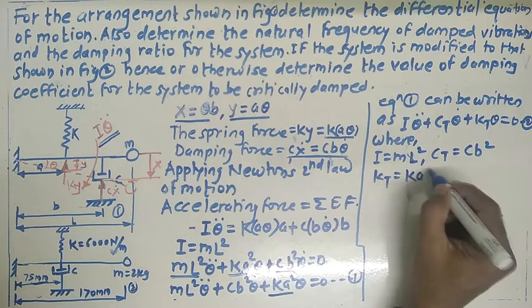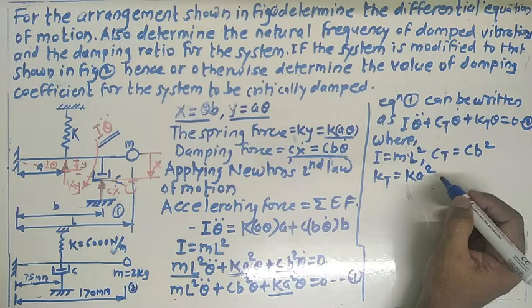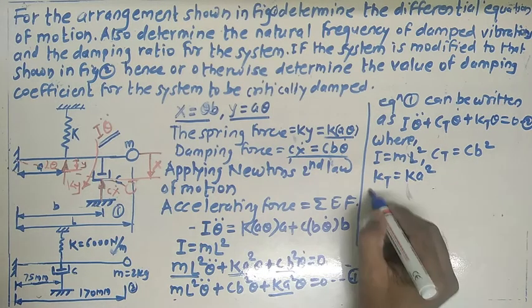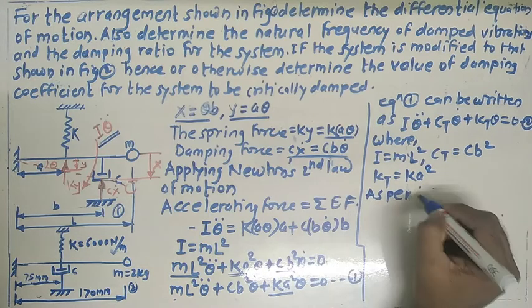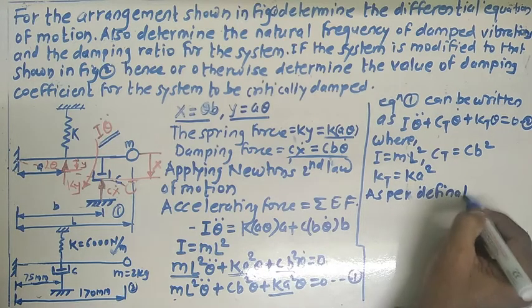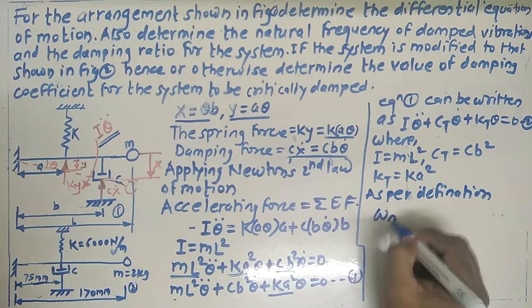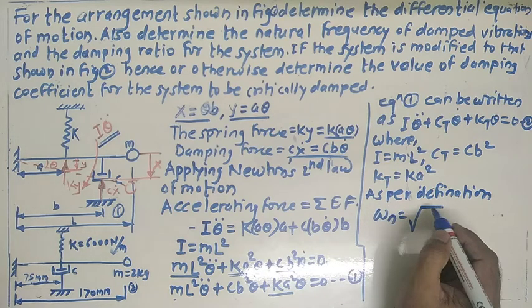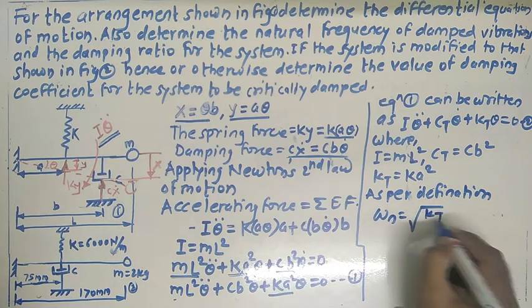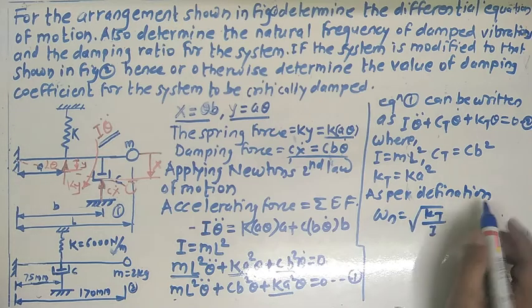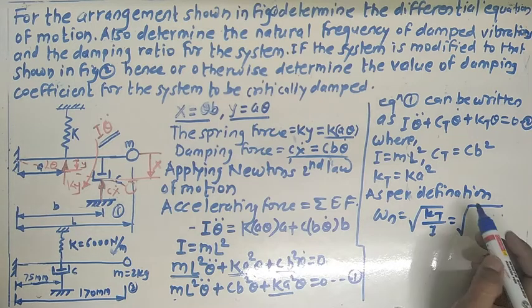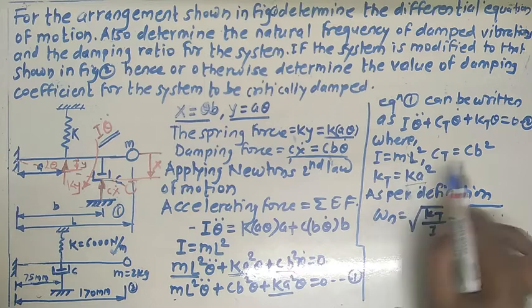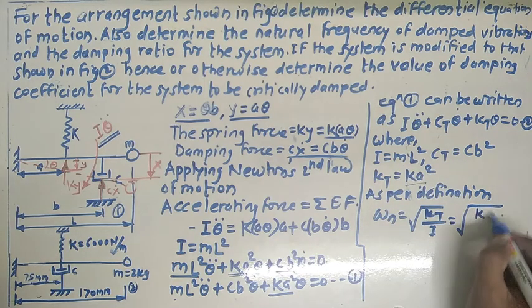So as per definition, what about the omega n? Omega n is nothing but the square root of kt divided by I. The kt term is with us, the I term is with us. Just substitute the value of kt here, so ka square divided by ml square.